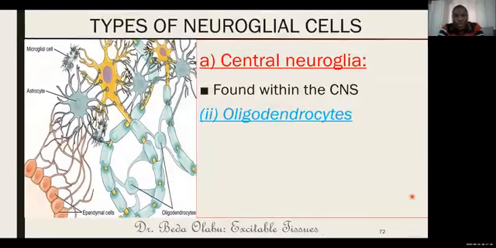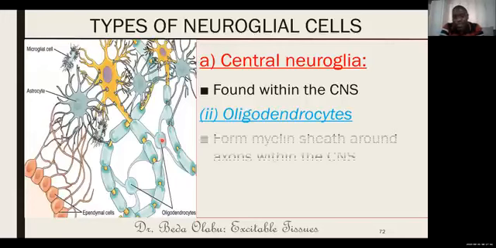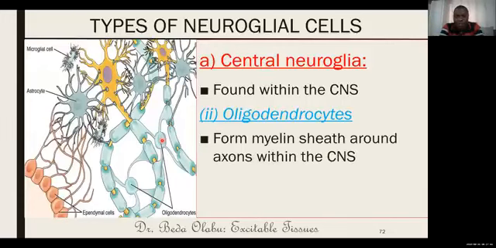The second type of central neuroglial cell is what we're calling the oligodendrocytes. Oligodendrocytes look like this, or maybe in this image, that one is what is represented as oligodendrocytes. What is unique about them, or what is their role? Oligodendrocytes form the myelin sheath around axons within the central nervous system. That is what we call myelination.